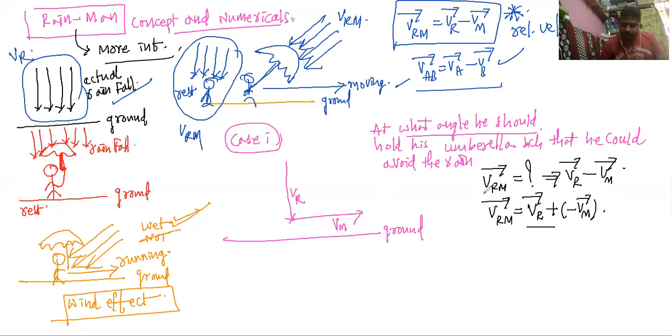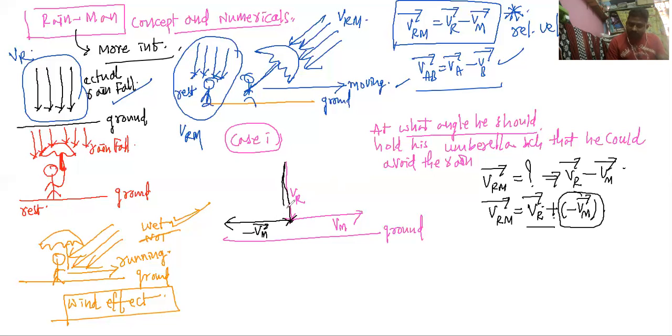This is the velocity of the rain, minus the velocity of the man. This is the velocity of the man, so this is the negative vector of it. So this is minus the velocity of the man. Velocity of the rain plus this vector. So this vector and this vector, you can see the vector law of addition.